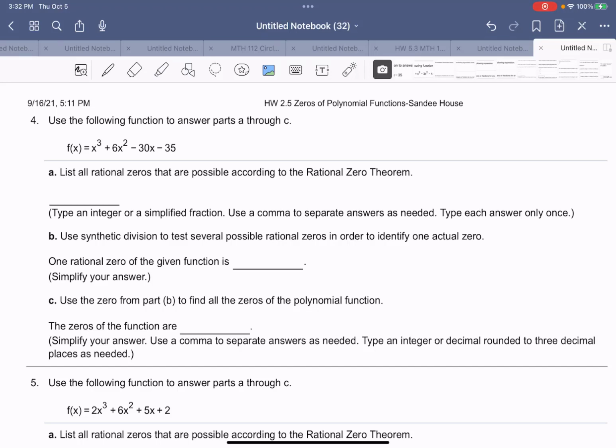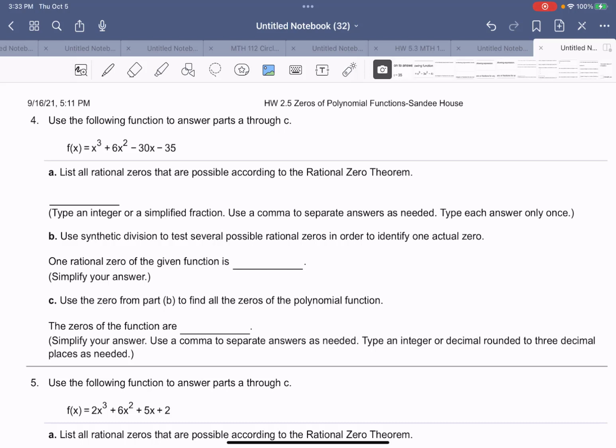Example number 4. Use the following function to answer parts A through C. F of x equals x cubed plus 6x squared minus 30x minus 35. List all the rational zeros that are possible. Use synthetic division to find 1, and then reduce it down to find the remaining zeros.